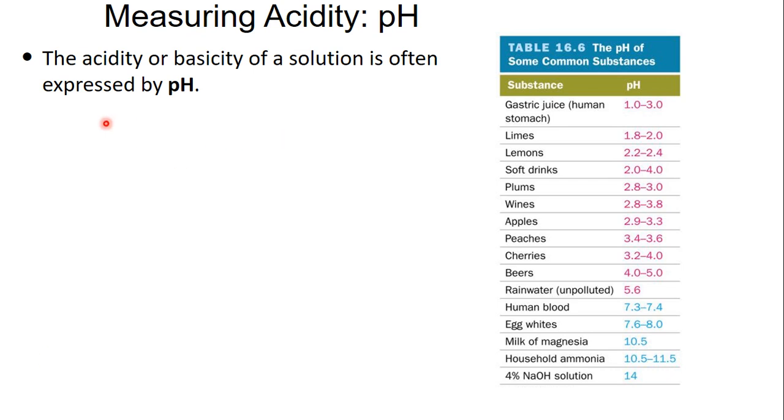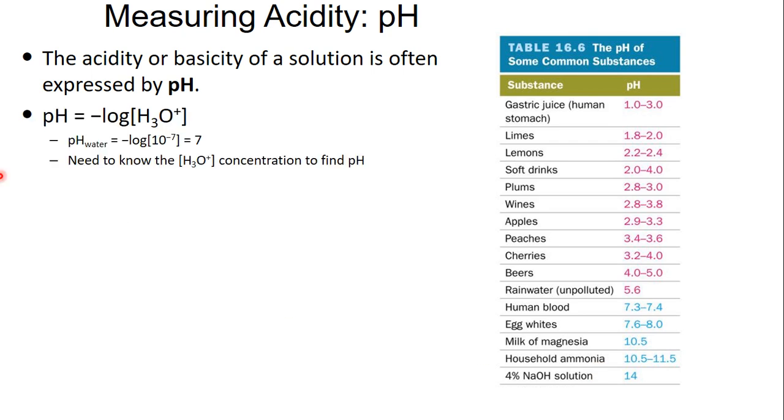Now, this brings us to what is known as pH. And here, I just have a list of different things with different pHs. So you see your stomach acid has a very low pH, which means very acidic. We have your wine here, your beer, very acidic. Human blood, a little basic. Egg whites, milk of magnesia, ammonia, very basic.